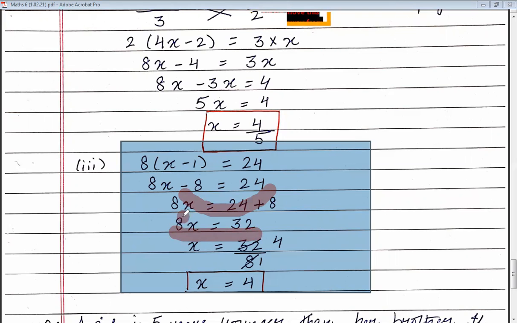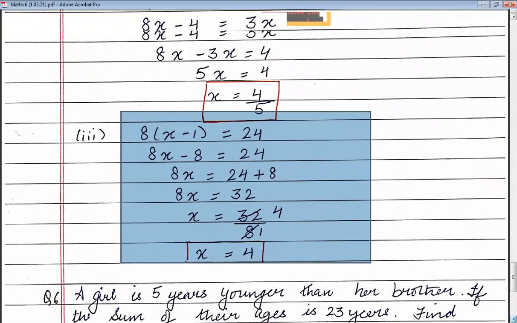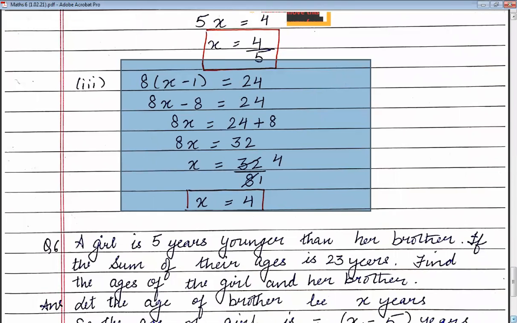Now 8 is in multiplication here, so it will go and divide. So your answer is x is equal to 32 divided by 8, which is equal to 4. So your final answer here is 4. Or what else you can say? Children, you can say that x is equal to 4 is the solution of the given equation.